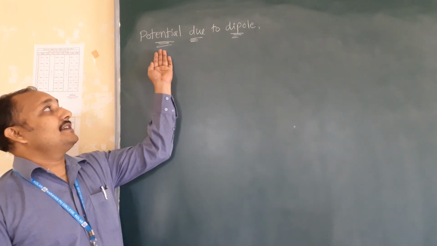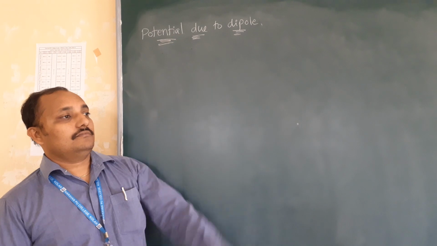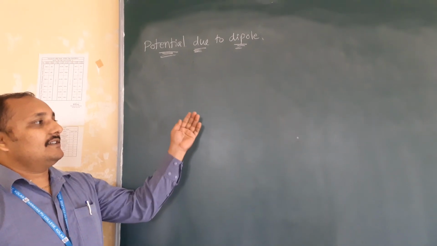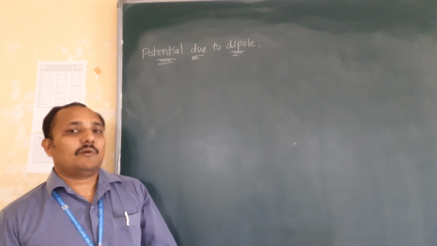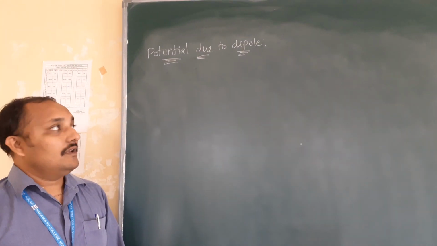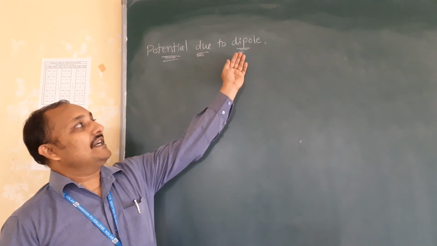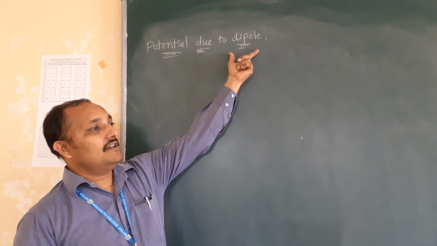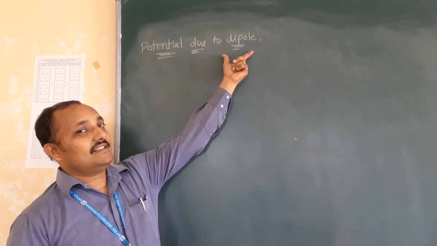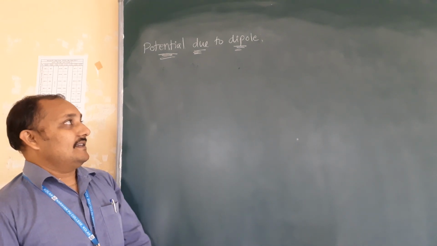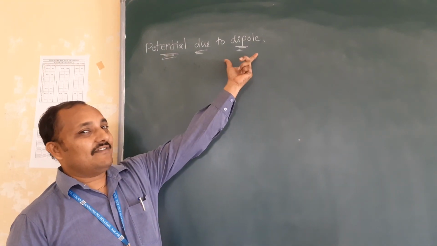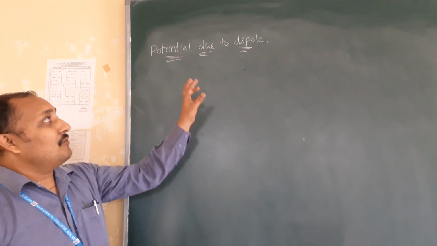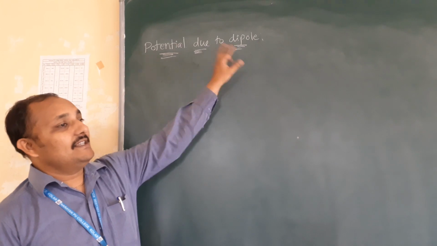Today we are going to discuss potential due to dipole. In this second session, we are discussing some problems on potential. Now what is potential due to dipole? What is a dipole? You already learned in the first lesson: a dipole means two equal and opposite charges separated by some distance. Now we are finding potential due to this dipole.